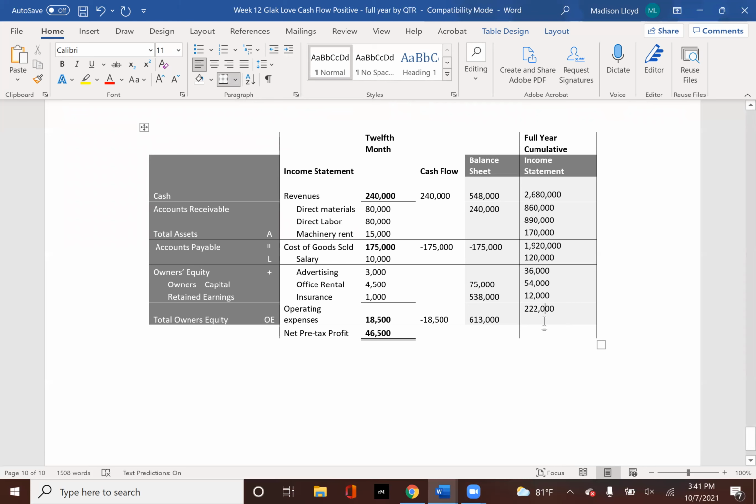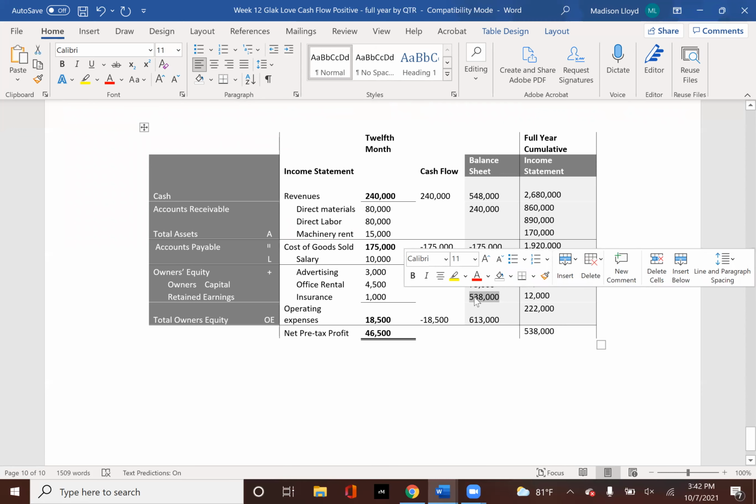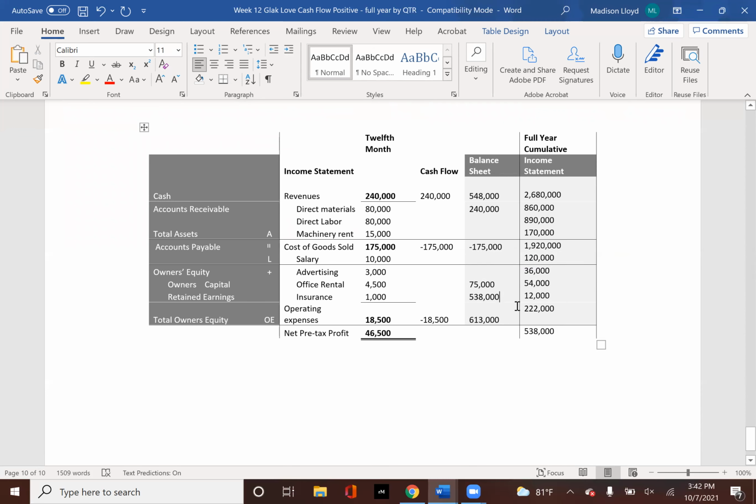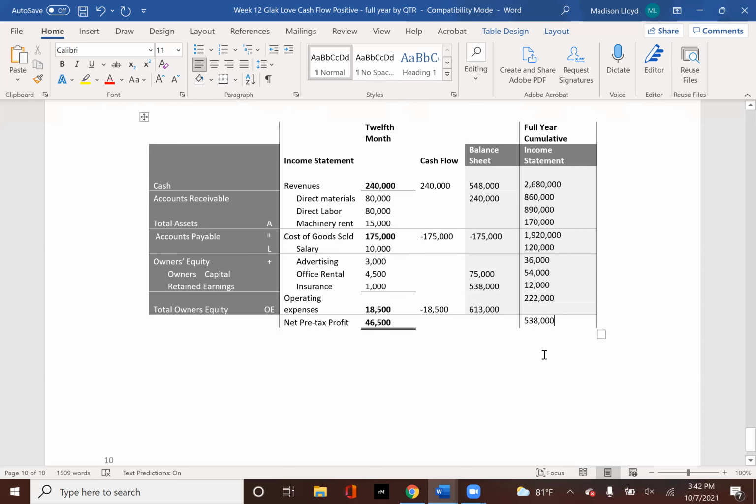All right, and you want to know what's cool about your cumulative profit? Our retained earnings for our 12th month is going to be the exact same, because our retained earnings are our cumulative profits, and obviously full year cumulative profit is 538,000. Same with the retained earnings, because we add them up every month. So those are going to be the exact same values.